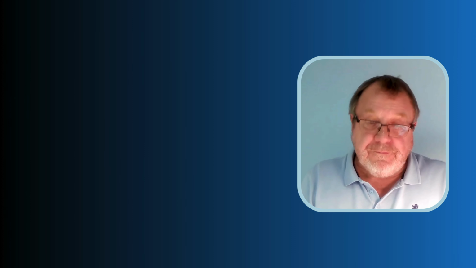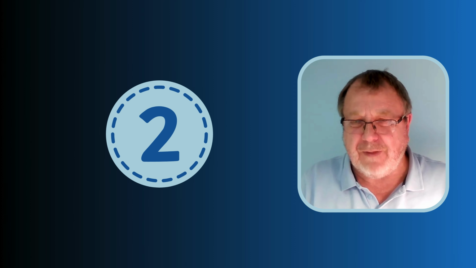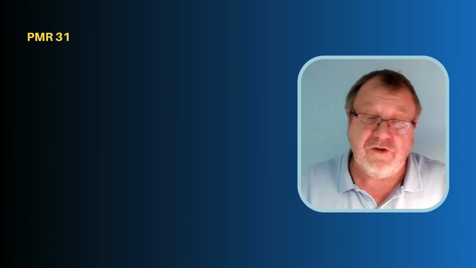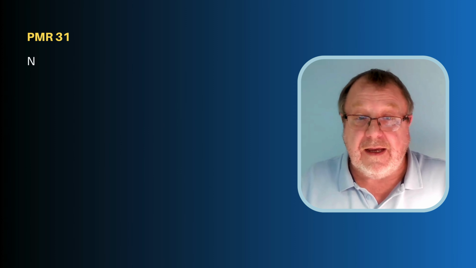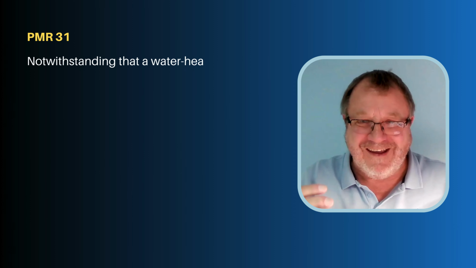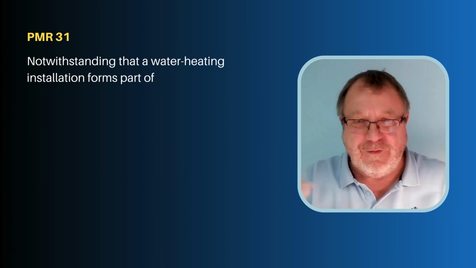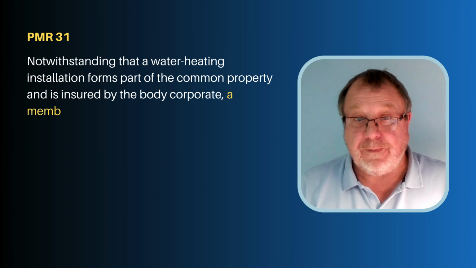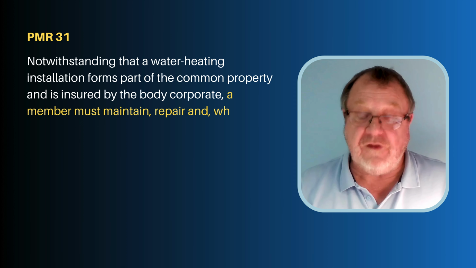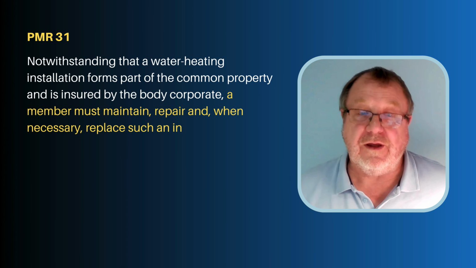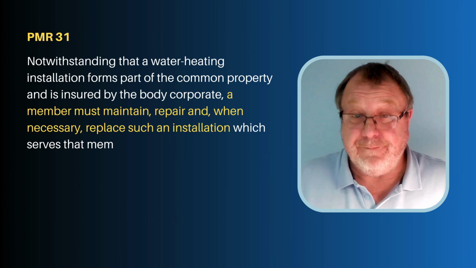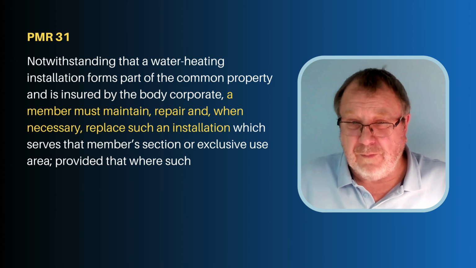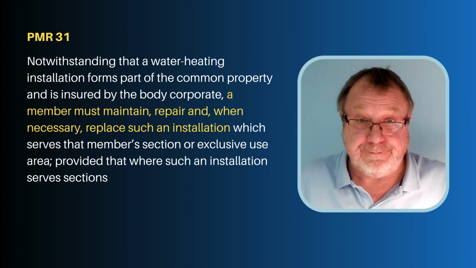So very simply put, there are two main prescribed rules that impact on the geyser in terms of a claim. So number one is prescribed management rule 31. And what that says, I'm going to put that up on the screen here. So I'll let it type away and set up on the screen. So there we have it, prescribed management rule 31. So that basically says that the owner is responsible to maintain and, if necessary, replace their geyser. So it makes the owner responsible.